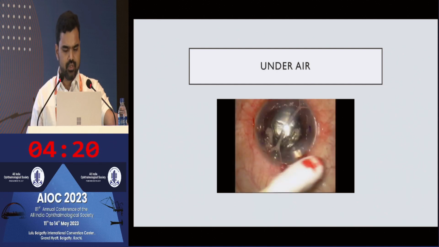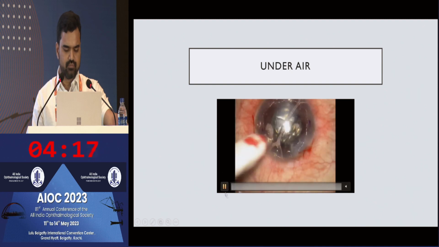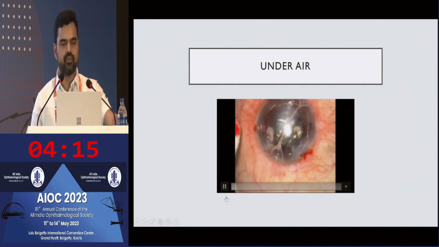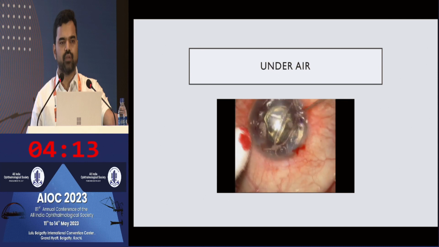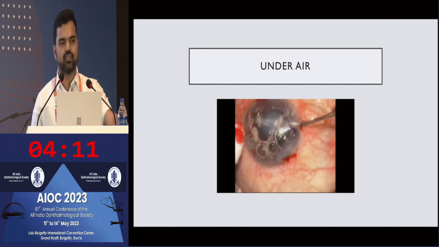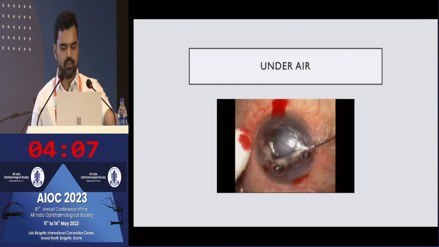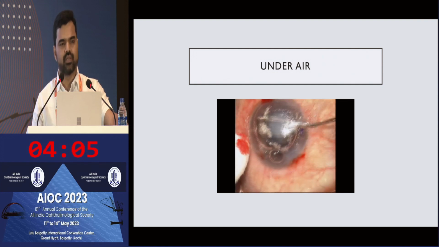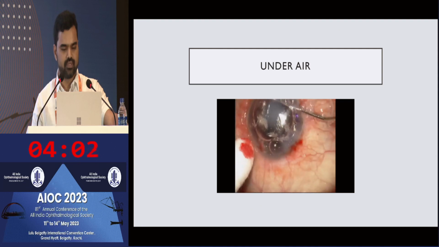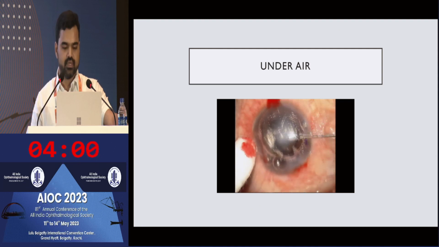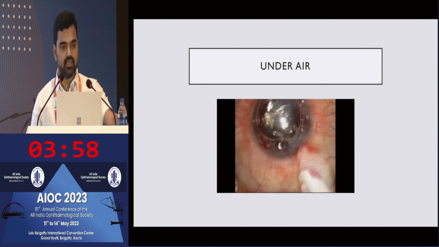You can also do a manual Descemetorhexis under air, which is preferable because you don't have to wash out all the viscoelastic, which might get trapped in the interface when you are inserting a graft. Also, with the help of air, you get to see all the remaining DM tags, which can be disturbing and cause graft detachment, especially in DMEK cases.